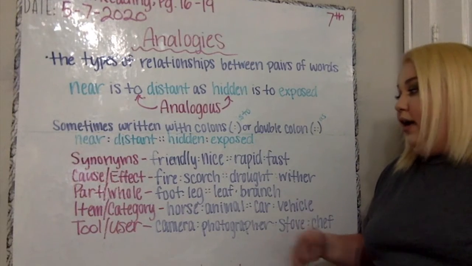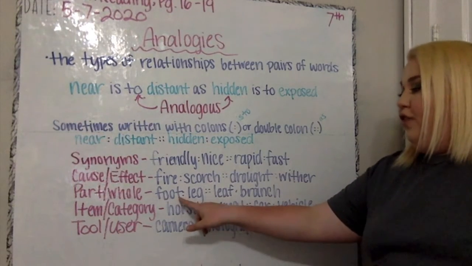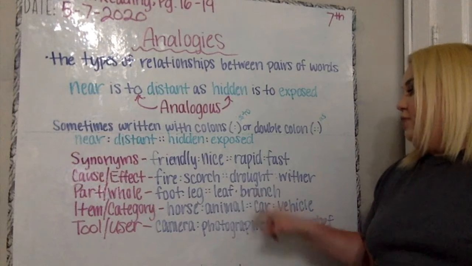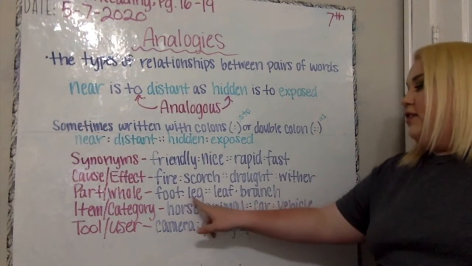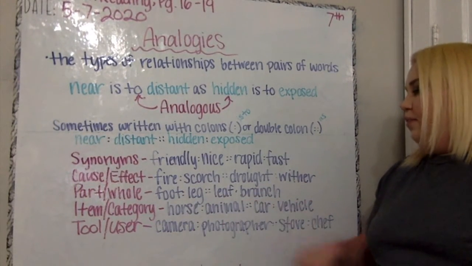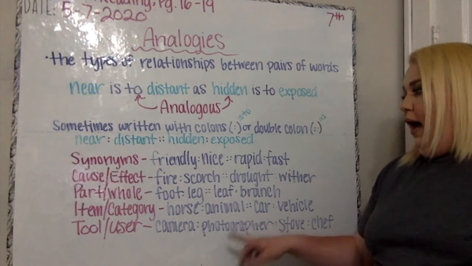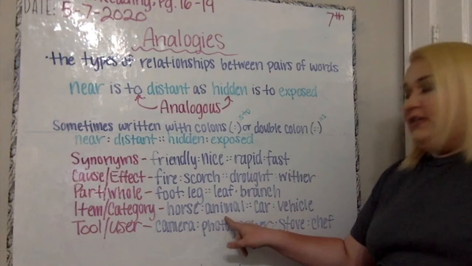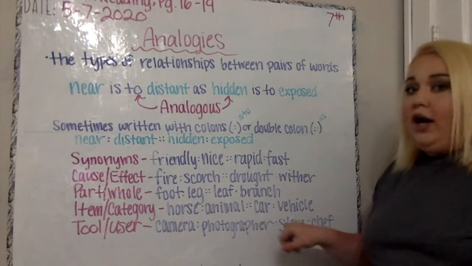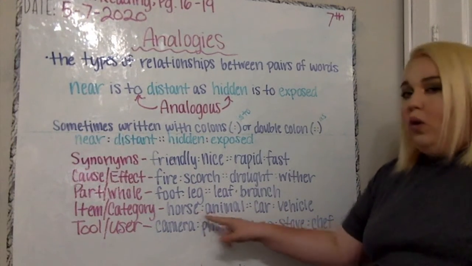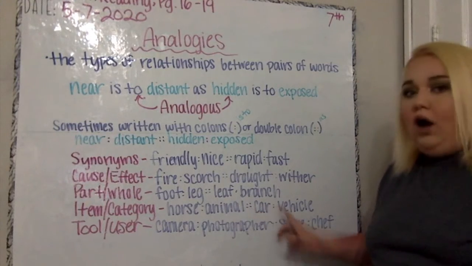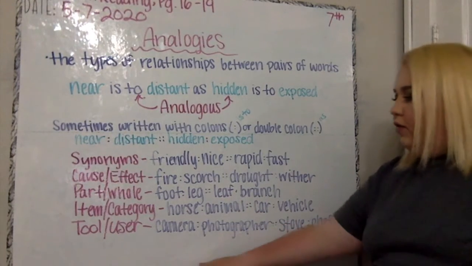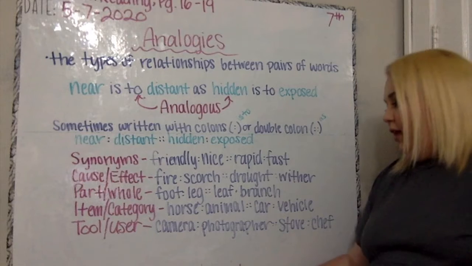Now there's part and whole. So foot is part of a leg, leaf is part of a branch. So foot is to leg as leaf is to branch. And then we have item and category. So a horse is a type of animal. A car is a type of vehicle. So horse is to animal as car is to vehicle. Hopefully this is making a lot of sense.